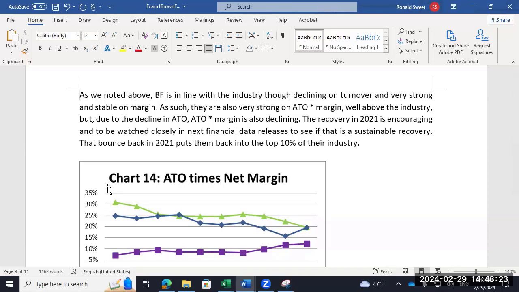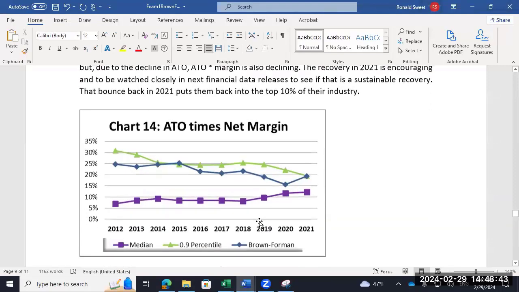You saw that in the percents, right? The change in margin was essentially zero over the time. As such, they also have a very strong ATO times margin, well above the industry, but due to declining ATO, times margin is also declining. The recovery in 2021 is encouraging. That's pretty strong.